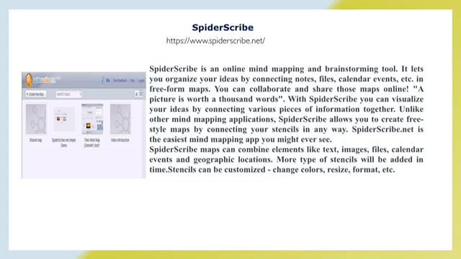Spiderscribe.net is the easiest mind mapping app you might ever see. Spiderscribe maps can combine elements like text, images, files, calendar events, and geographical locations. More types of stencils will be added in time. Stencils can be customized: change colors, resize, format, and etc.